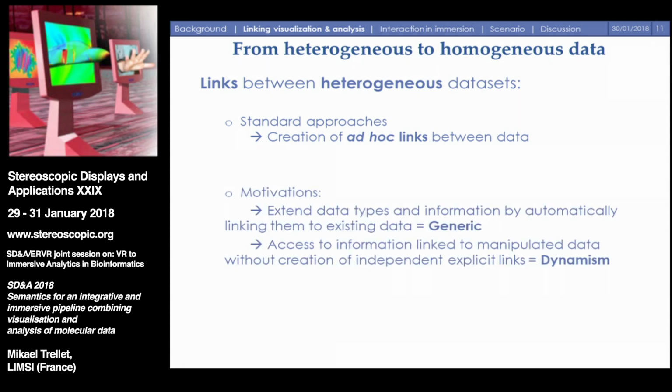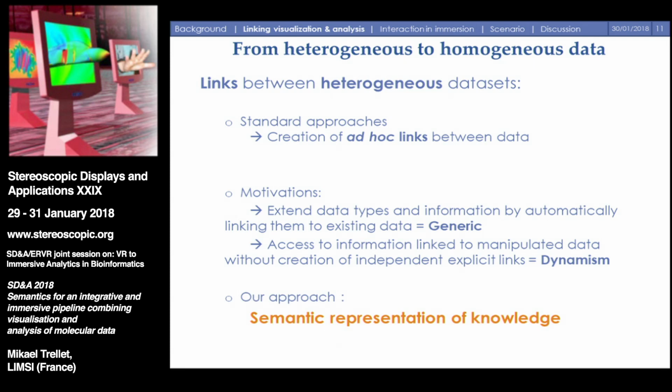So our motivation there was to find a way to extend the data types and information by automatically linking them to the data you're already manipulating. So you have new sets of data, new sets of information types you want to add. Could you have something generic enough, a platform generic enough to naturally add them without too much trouble? And then when you want to access information that is linked to the data you're manipulating, can I naturally access it without setting up these ad hoc links one by one? That's more about the dynamicity of the platform.